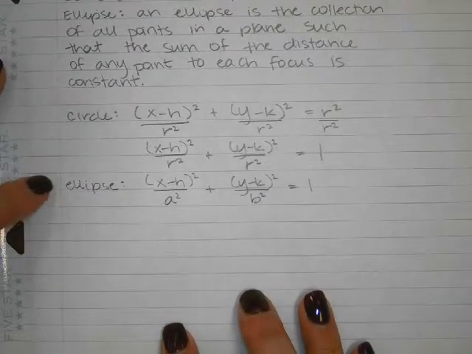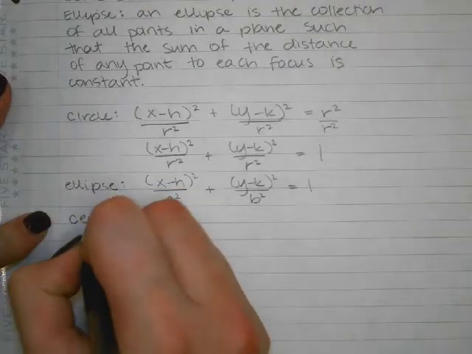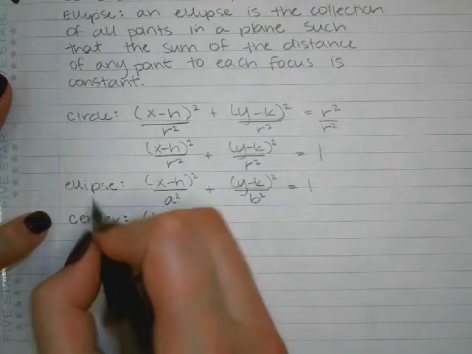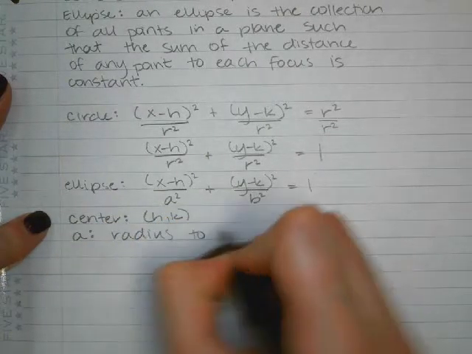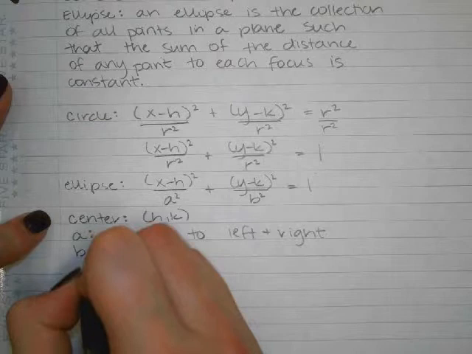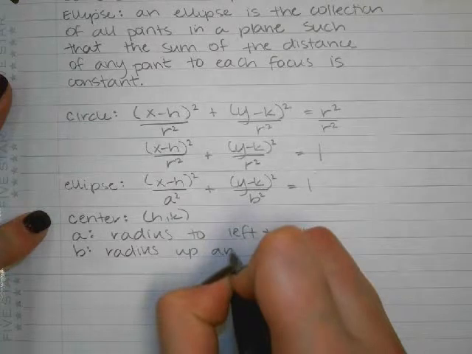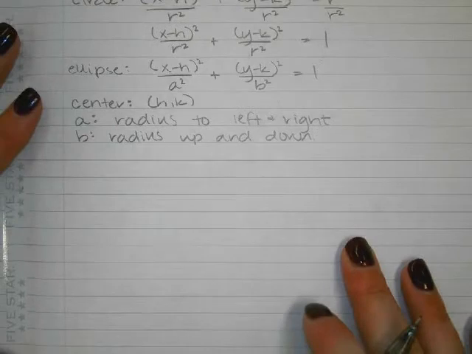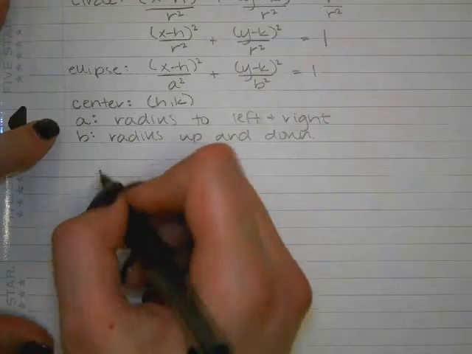So we're going to go ahead and write some information about the ellipse. We're going to say that the center for these is still (h, k). We're going to say that a is like the radius to the left and right. And we're going to say b is kind of like the radius up and down. All right, and so before we get deeper into all the different other points we can name of an ellipse, we're going to go ahead and graph one of these.